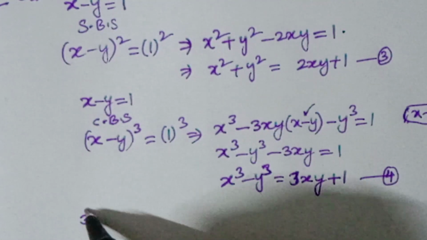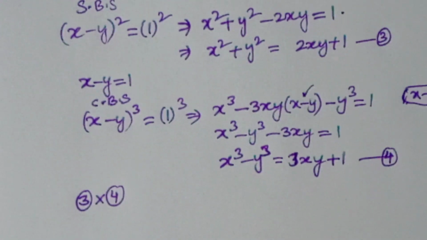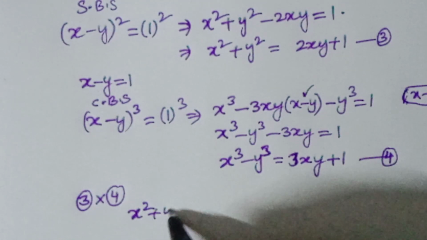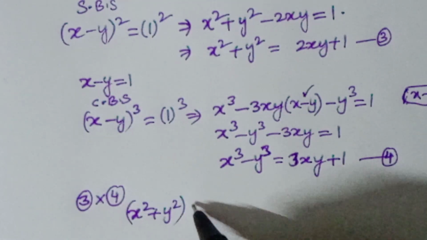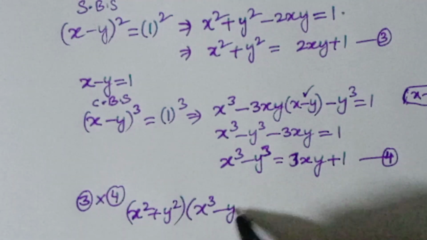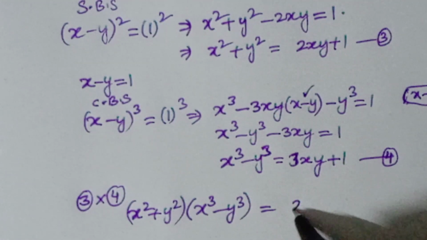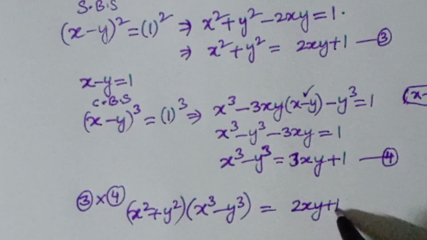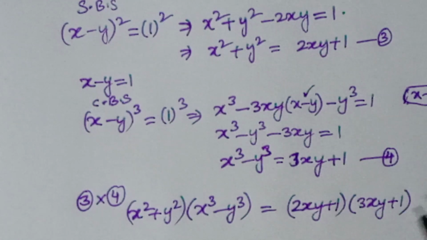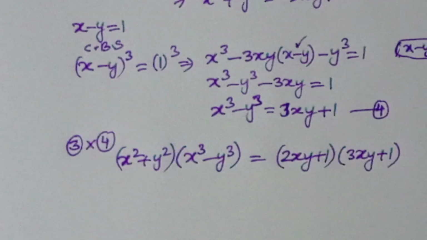Multiplying 3 and 4. So what will we get if you multiply 3 and 4? LHS: x square plus y square into x cube minus y cube is equal to RHS: 2xy plus 1 into 3xy plus 1. So LHS and RHS we are multiplying.